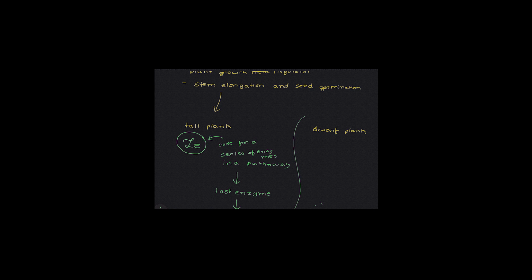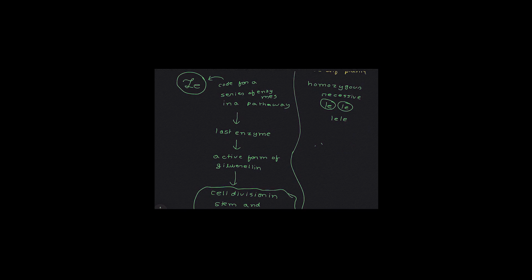In case of dwarf plants, a mutation occurs and the plant is homozygous recessive for the allele small l small e, that is le. Now in presence of this allele or this genotype, a substitution occurs in that last enzyme of the pathway.